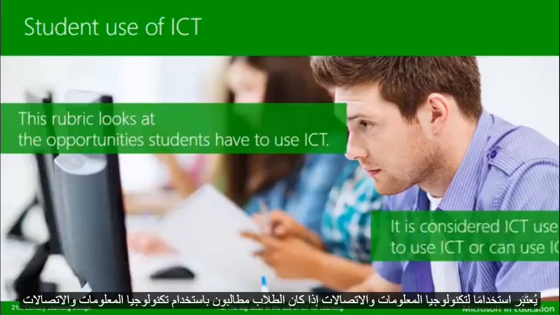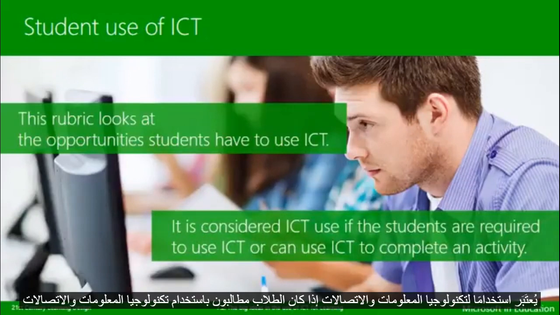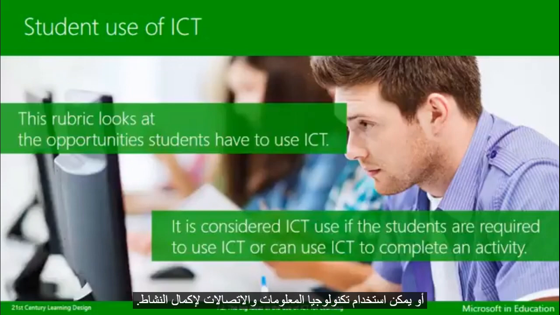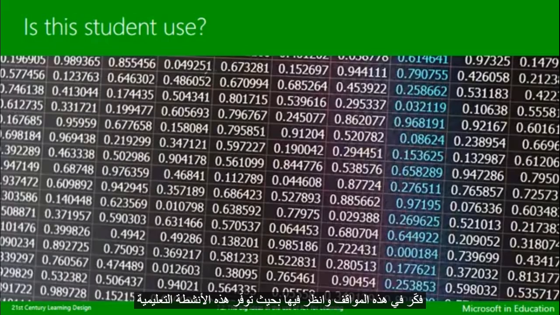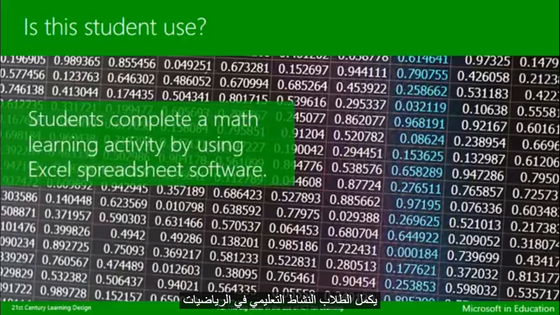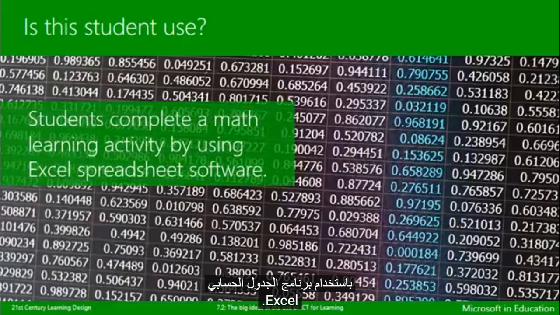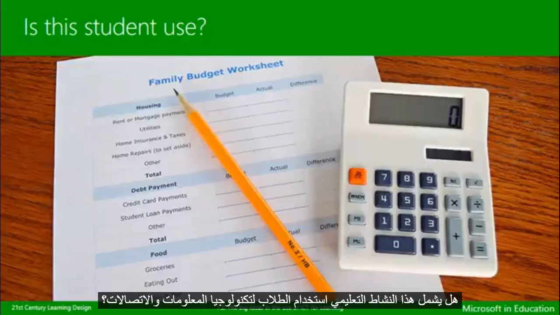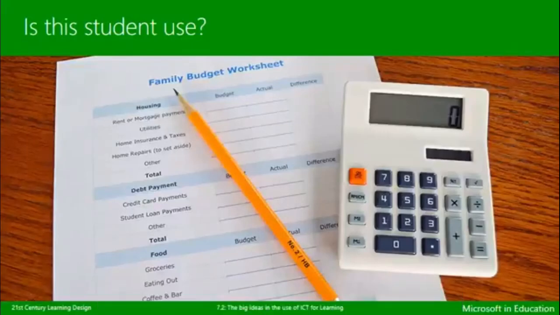It is considered ICT use if the students are required to use ICT or can use ICT to complete an activity. Think about these situations and consider if the learning activities provide opportunities for students to use ICT. Students complete a math learning activity by using Excel spreadsheet software. Does this learning activity involve student use of ICT?